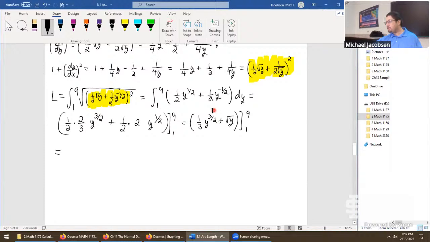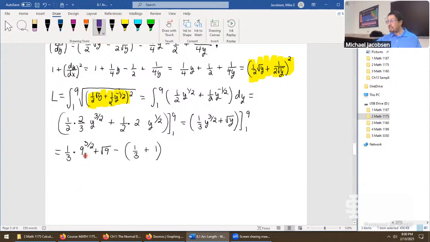First, 9 gets dropped in right here: 1/3 times 9 to the power 3/2, plus 9 in here is just root 9, so 3. I'll write it in as a paper trail, root 9. Next, throwing 1s in, we get 1/3 plus the root of 1, which is just a 1.